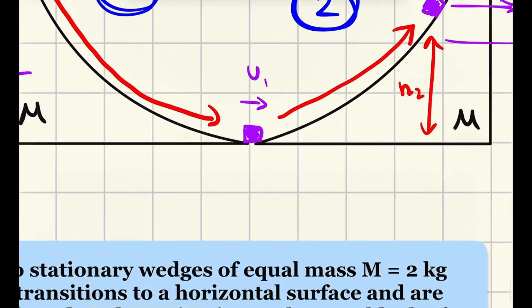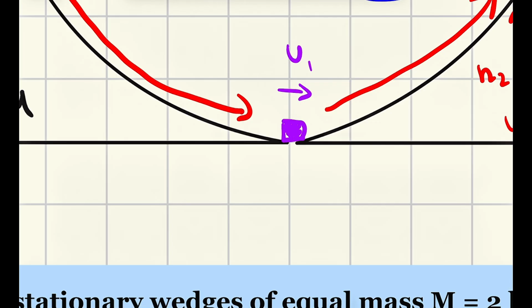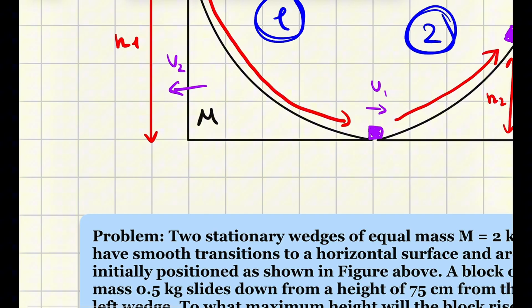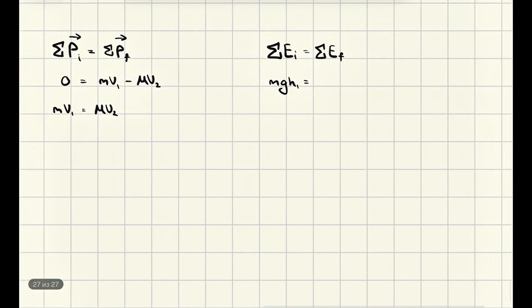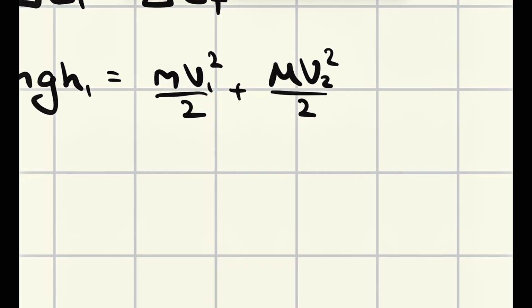The entire energy comes from mgh1. So when it slides down, it does not have any potential energy left, because it is at its lowest potential. But instead, it has kinetic energy, and also the second wedge has kinetic energy. We can write it down like this: mv1 squared divided by 2, and also large Mv2 squared divided by 2. I hope that you understand it.